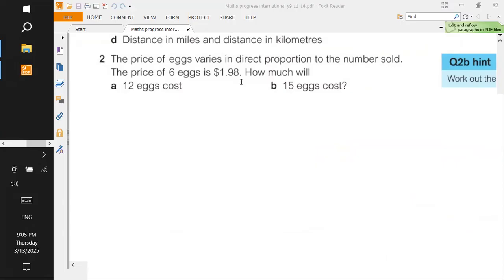The price of eggs varies in direct proportion to the number sold. The price of 6 eggs is $1.98. How much will 12 eggs cost and 15 eggs cost?